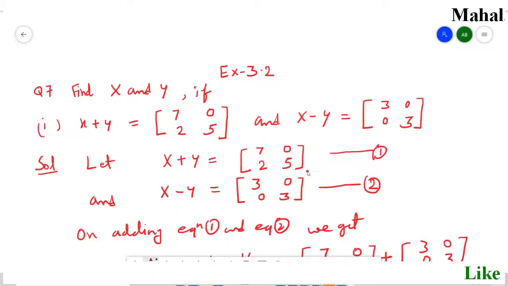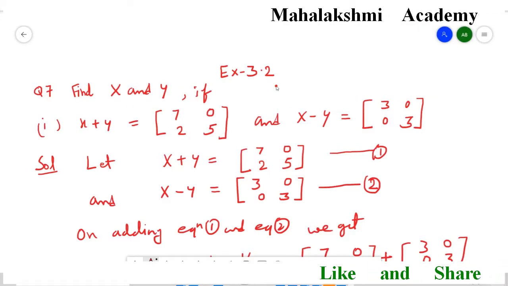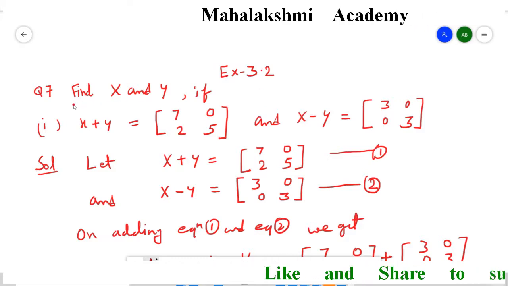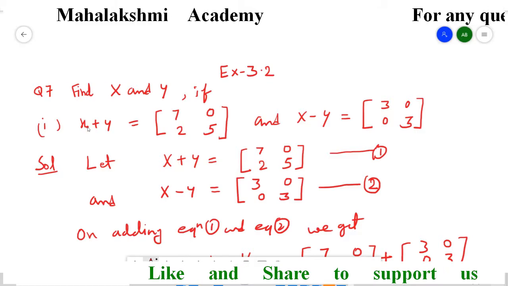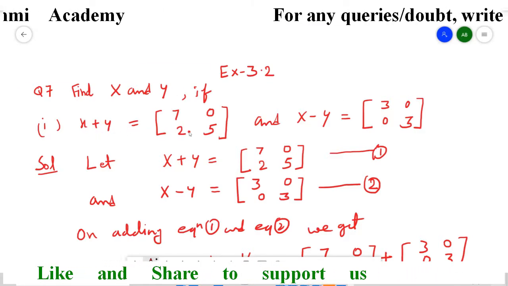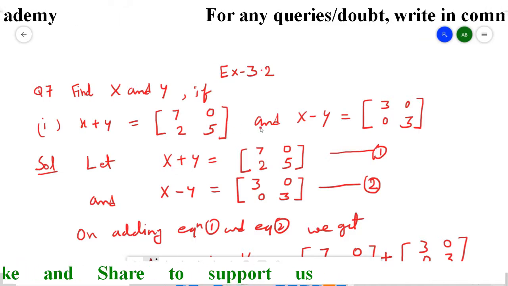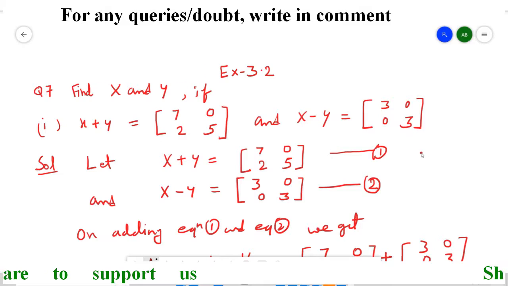Hello everyone, I am going to explain question number 7 from exercise 3.2, and this exercise belongs to 12th class maths. Question number 7 is: find x and y if the sum of x plus y is a matrix and the difference of x and y is also a matrix.